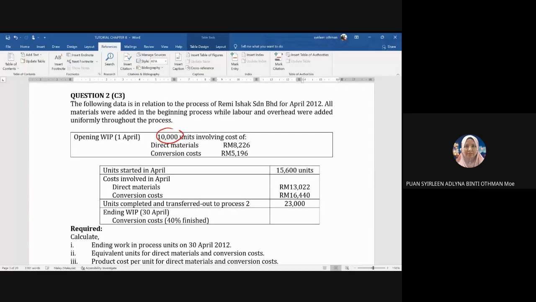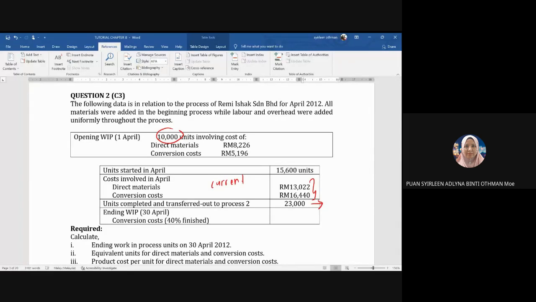Lepas tu dia bagi awak cost untuk April. So this is current cost. Okay, units completed and transferred out to process 2. Okay, yang ini dia dah bagi. Ini dari department, dari process 1 gerak ke process 2.